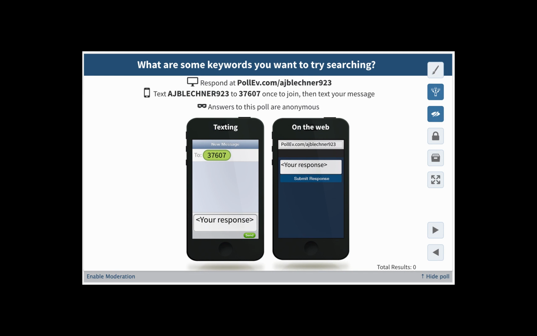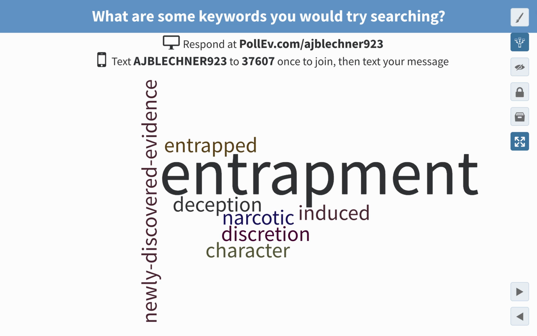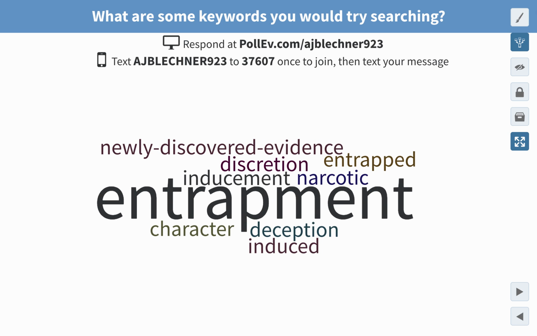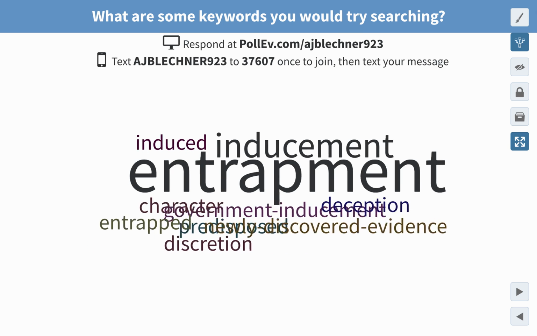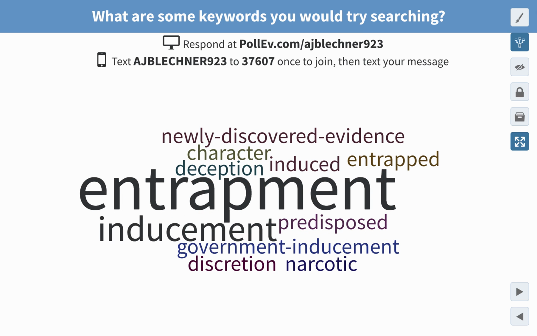Let's take a look at how you might use Poll Everywhere in a legal research classroom. Imagine that your students have received a fact pattern for a memo or brief that they will be expected to write. They're early in the research process and are just beginning to think about keywords they might try based on the facts they have been given. Using the word cloud function, students were asked, what are some keywords you would try searching? Using laptop computers and smartphones, they brainstormed keywords that might be useful for their problem.